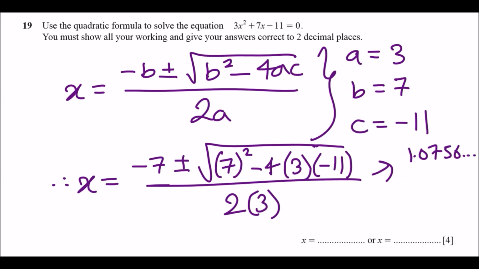1.0756... They want the answer to 2 decimal places. So literally the first 2 digits after the decimal. So you want to round up, and because you got 5 here, you want to round up the 7 to an 8. So it'll be 1.08.